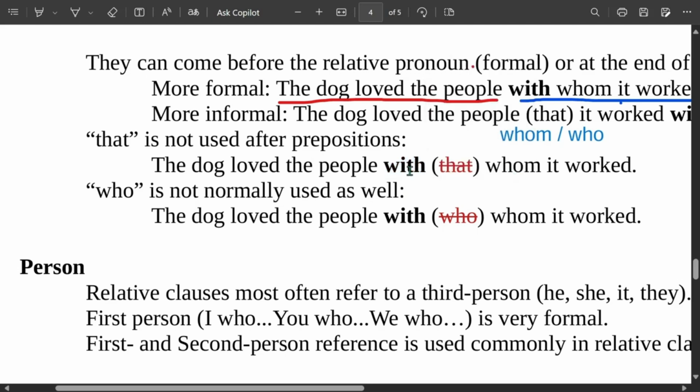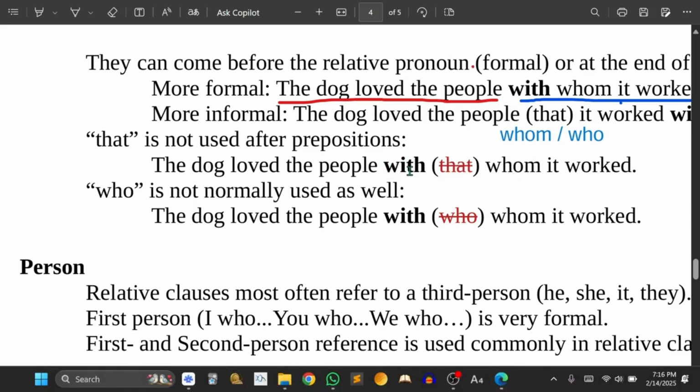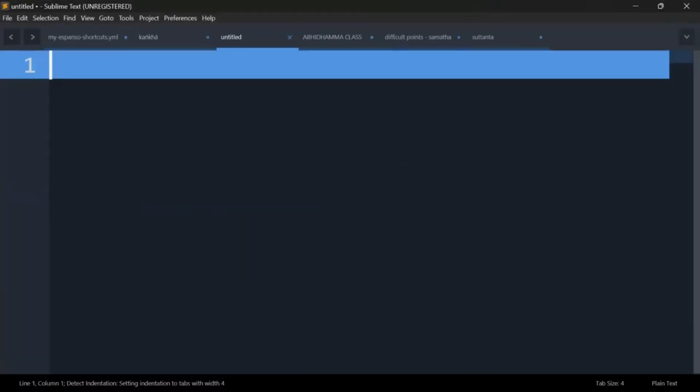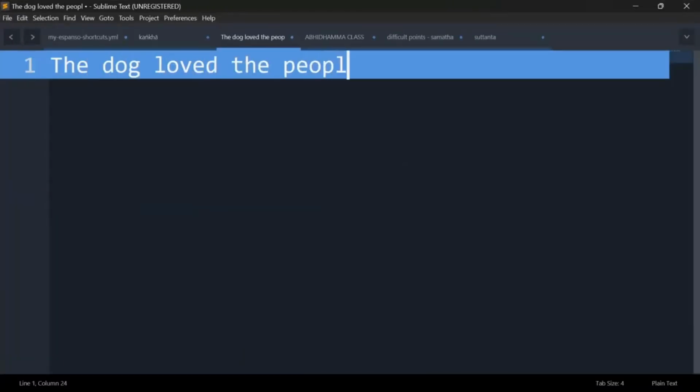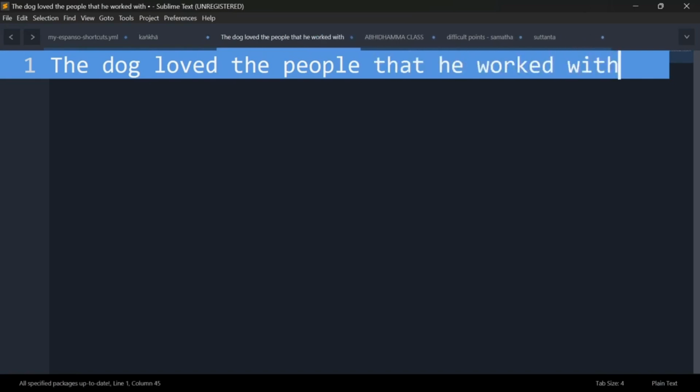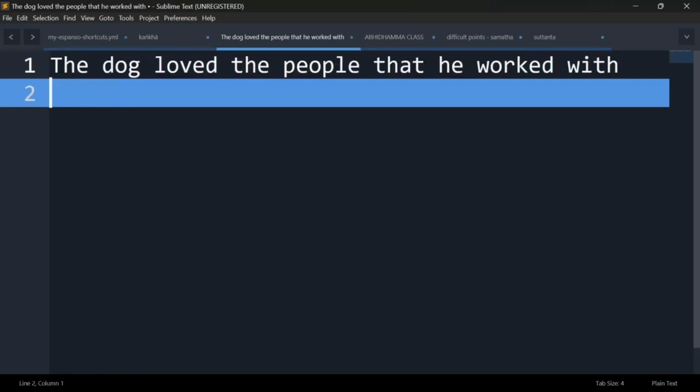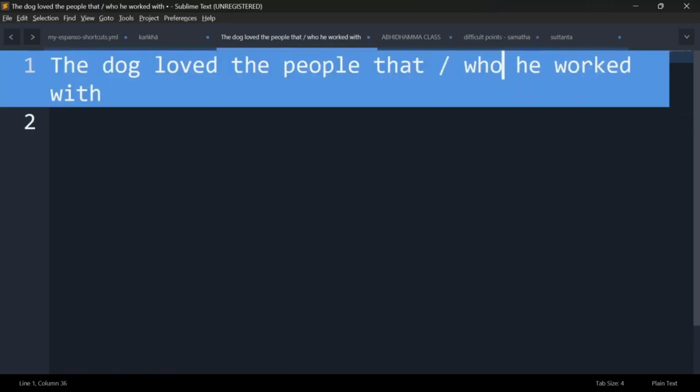Because imagine you had, for example, instead of whom, that: the dog loved the people that he worked with. Okay? Now, let's say you want to bring with to the beginning. Then, the dog loved the people with that, you cannot do this. You have to change it, you have to say with whom. Then, another one that we would use sometimes is who: people who he worked with, or you could even put whom.